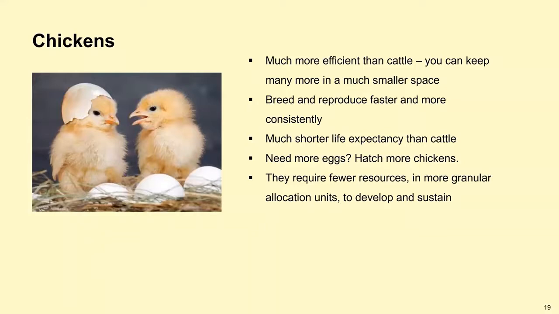They breed and reproduce much faster and more consistently. They have a shorter life expectancy than cattle. If you need to increase production, you can do so incrementally by simply hatching more chickens. So chickens scale very effectively. They also require fewer resources and in more granular units of allocation. So you don't have to go buy 50 metric tons of hay or feed. You can buy very small quantities and scale it incrementally. So chickens in the animal kingdom are the best analog for containers, because that is the container model.